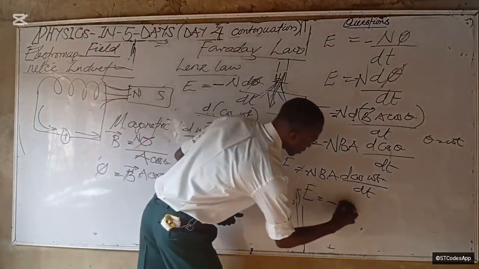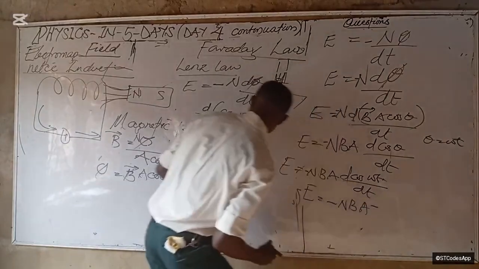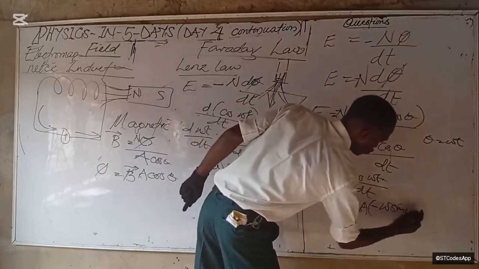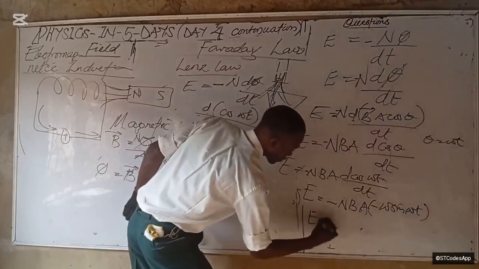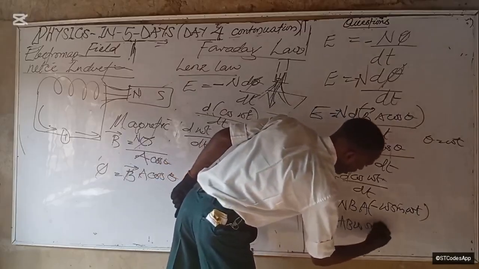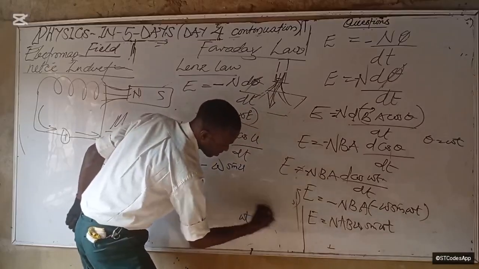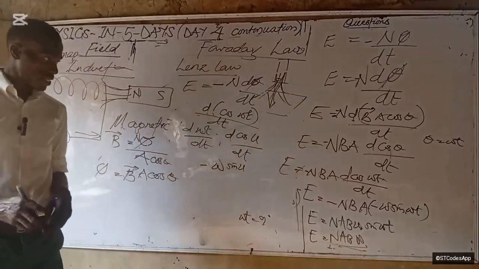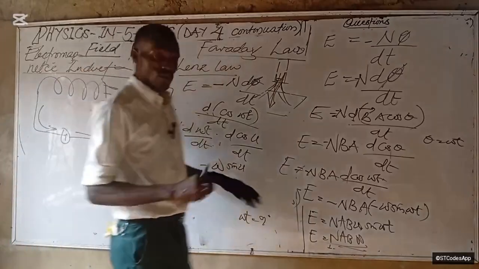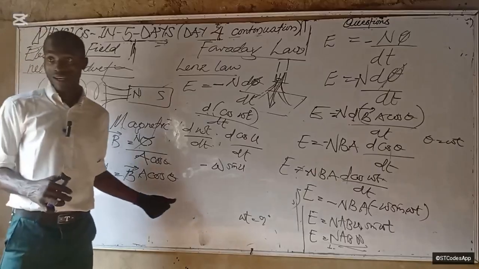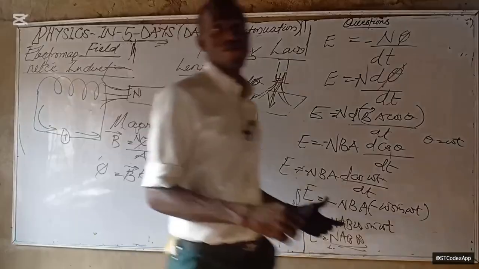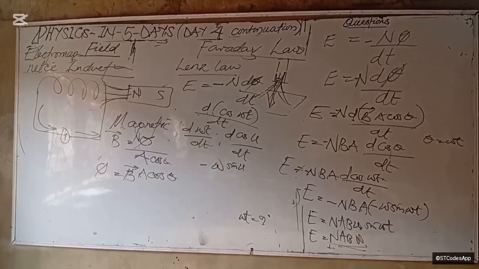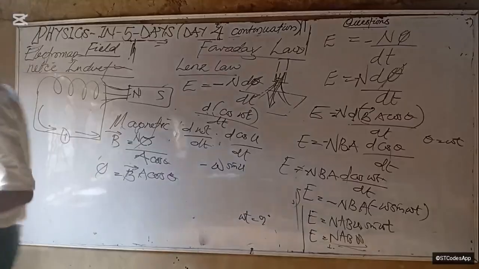So E will now become minus N B A times minus omega sine u, which is omega t. So this minus cancels the minus, and E becomes N A B omega sine omega t. So where omega t is perfectly 90 degrees, E will be equal to N A B omega. Does that make sense? Is it too much? It's not too much. All of us understand the differentiation we did here. Is it clear? All right, so we have generated that, and that will be it.